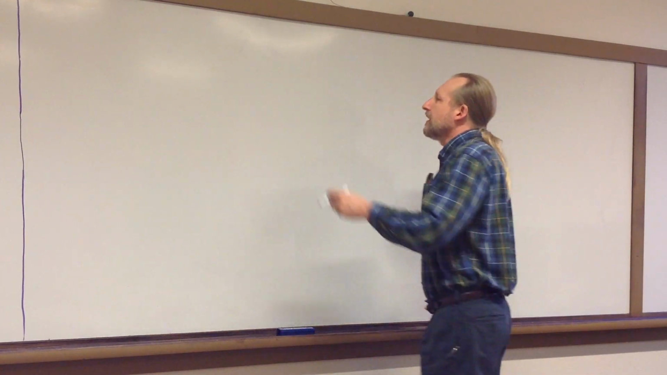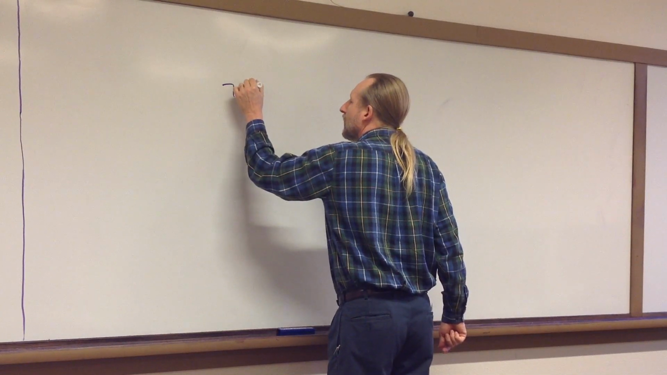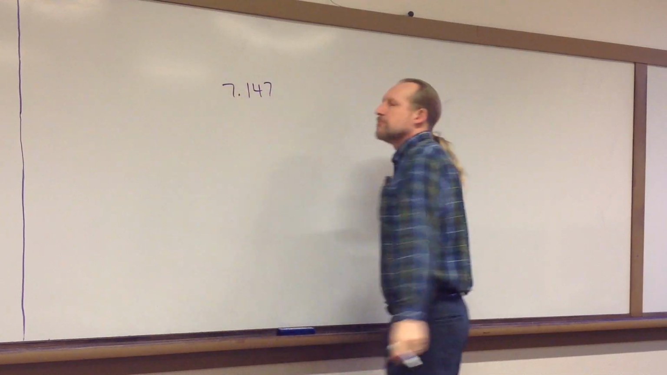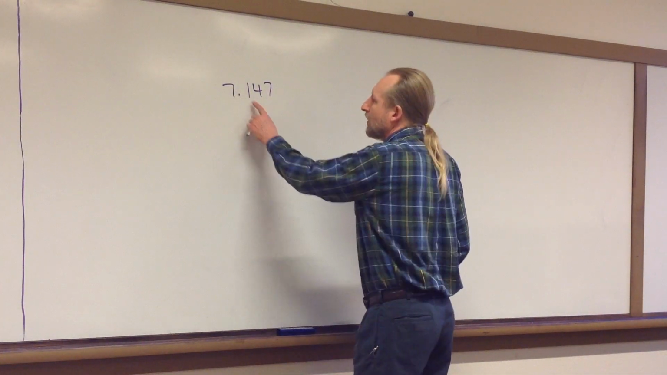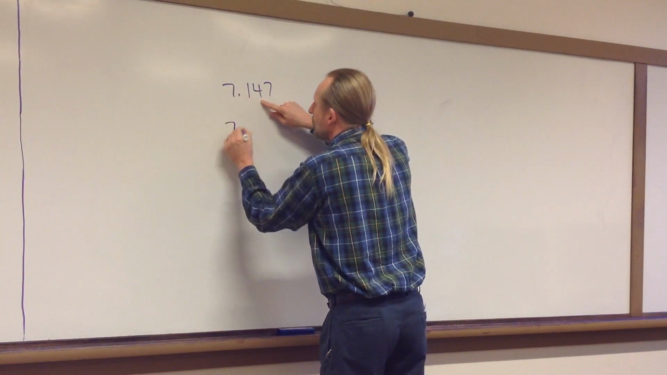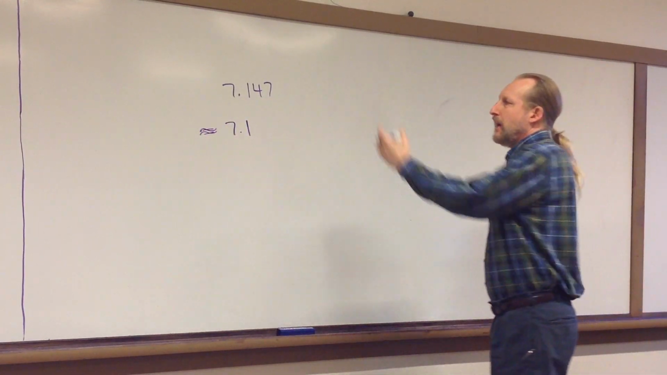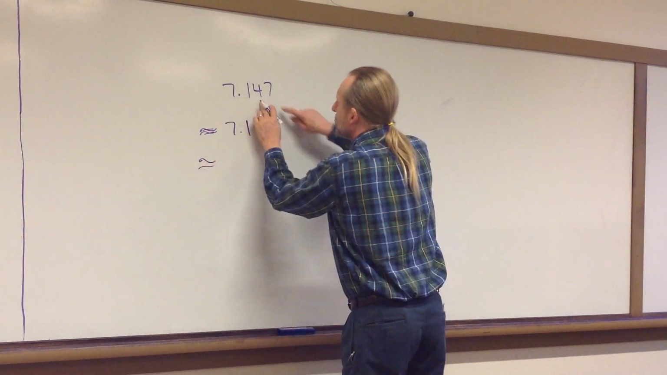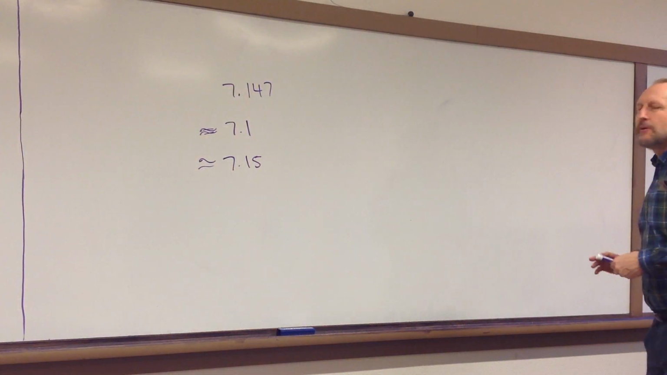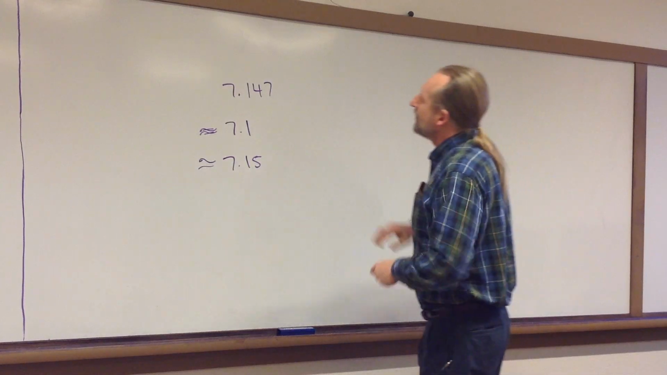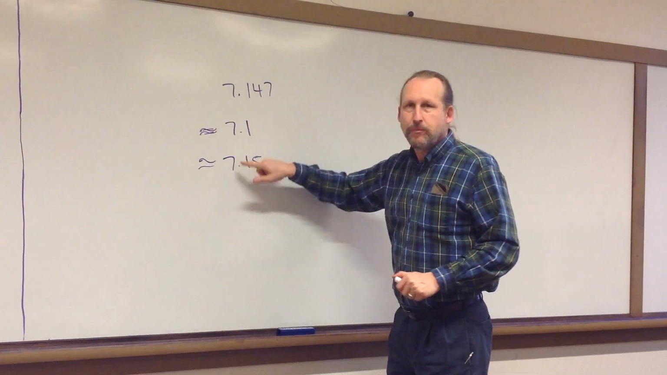So let's say we've got 7.147. Okay? And let's say we want to round this to the tenths place. What's next to the tenths place is a 4. This rounds to 7.1. Okay? Now, if we rounded it to the hundredths place, next to it is a 7. That makes it 7.15. Now, sometimes people want to round this up to a 5, and then they look at it and they go, oh, well, that's going to make this 7.2, right?